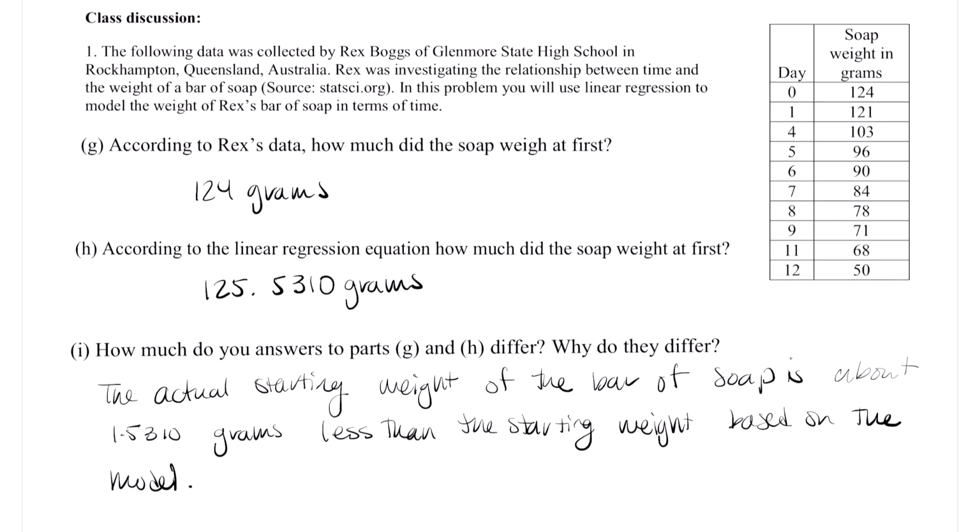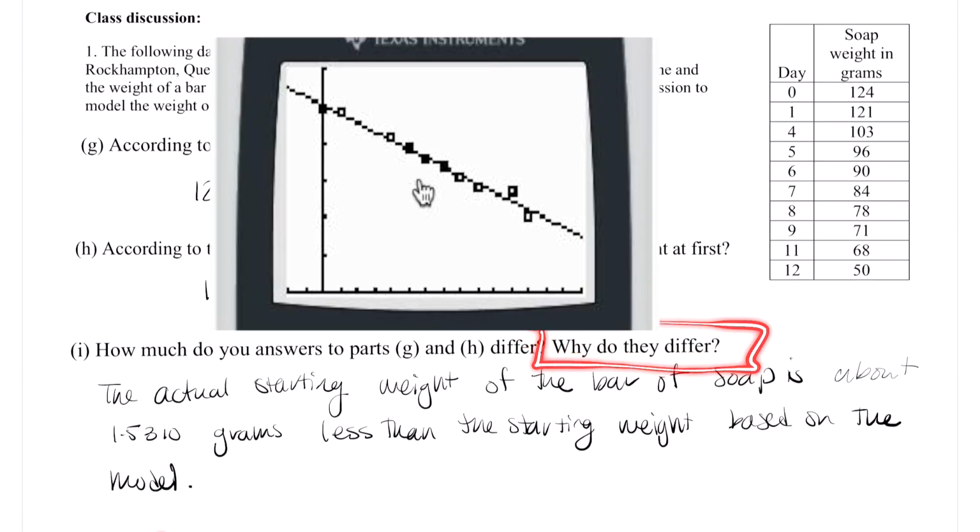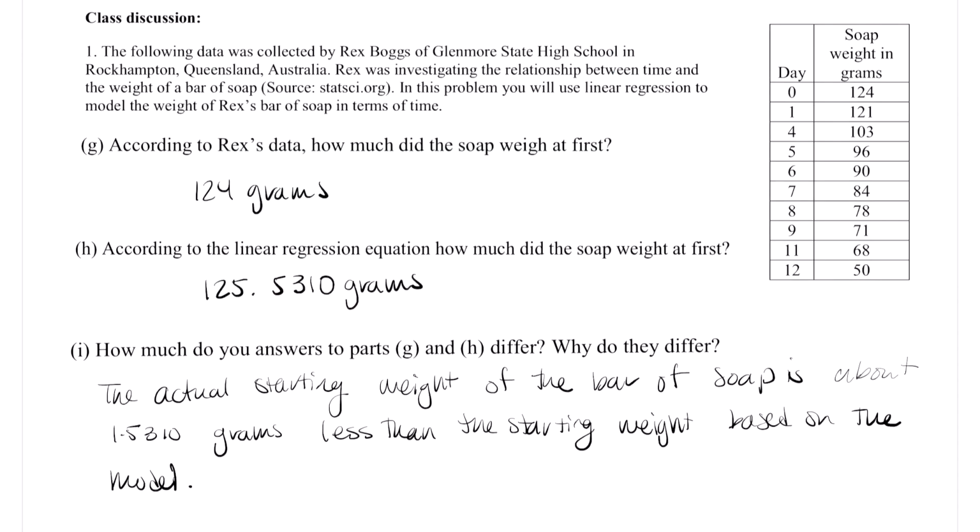Now this second part I'm not going to write down, so please write this down in your own words. So why do they differ? As you can see, we have the line best modeling our data in front of us, and that's exactly what it is. It is just our best estimate. The points do not necessarily lie directly on the line, but the line is as close as we can get to connecting all the dots.